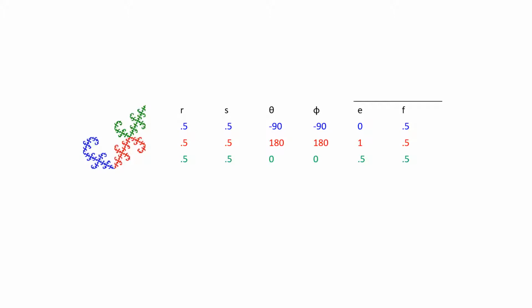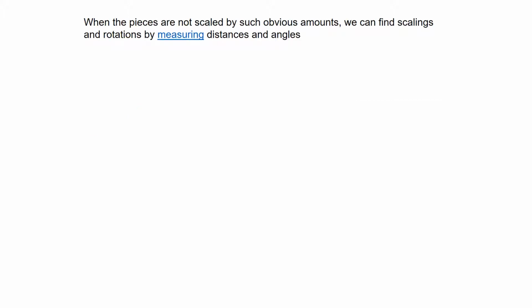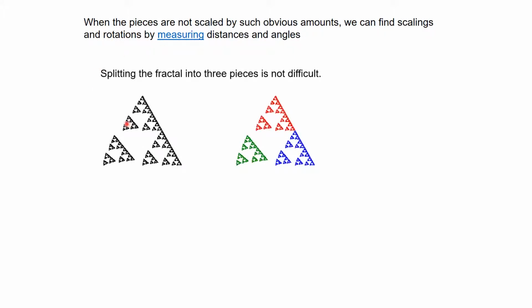But sometimes these angles may not be straightforward. Maybe the scaling is not half, maybe it is 0.29, who knows. So when the pieces are not scaled by obvious amounts like half or 1 by 4, 1 by 3, 2 by 3, which can be easily identifiable, but the scalings and rotations are not standard, then we have to measure physically the distances as well as angles. So you can have generalized fractals. This is one of the examples.